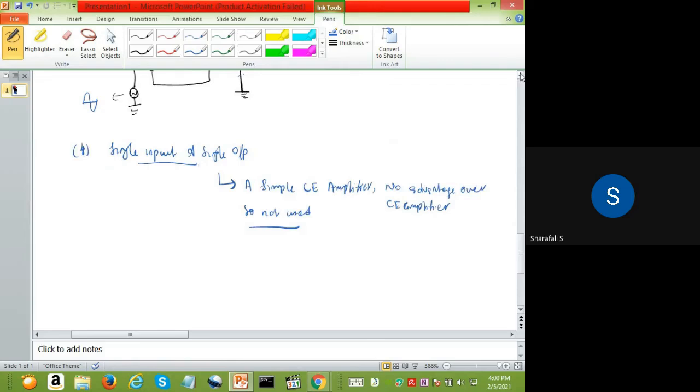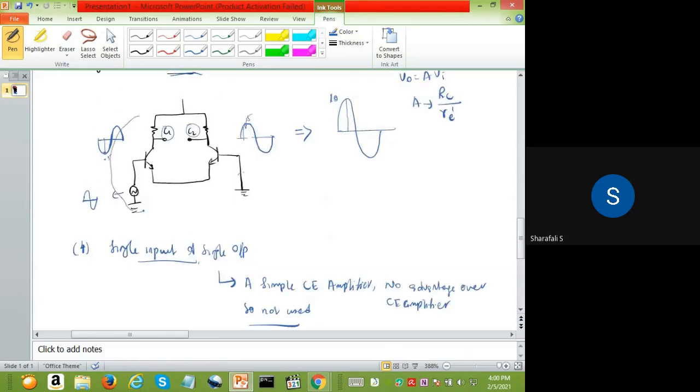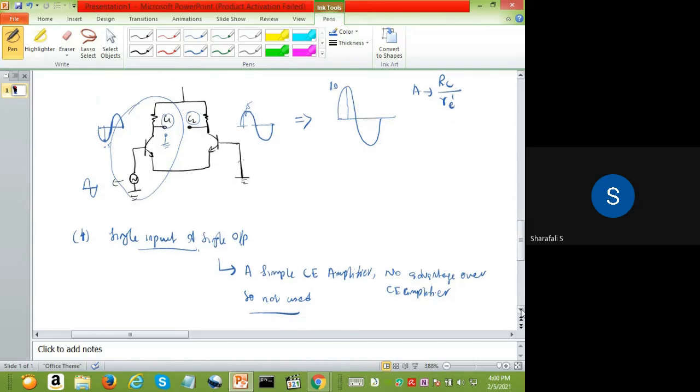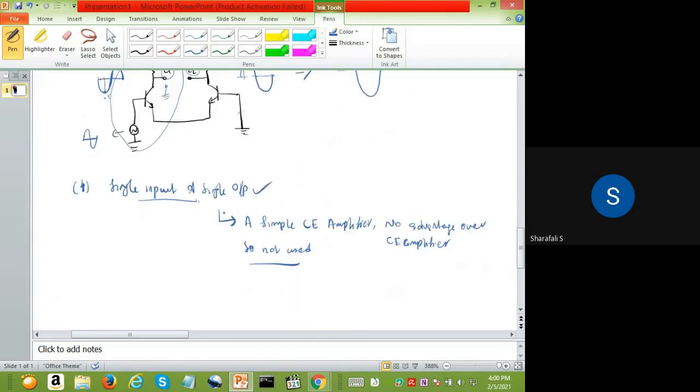Okay, which means that we are only considering this part of the circuit or this part of the circuit. Either way, it will act as a single common emitter amplifier. We are taking this with respect to ground. So it is a conventional common emitter amplifier. So there is no advantage of using this particular configuration because we can directly take one single common emitter amplifier instead of using this coupled one. So this configuration is not used because it is simply a common emitter amplifier. Instead, we can just use any common emitter amplifier.